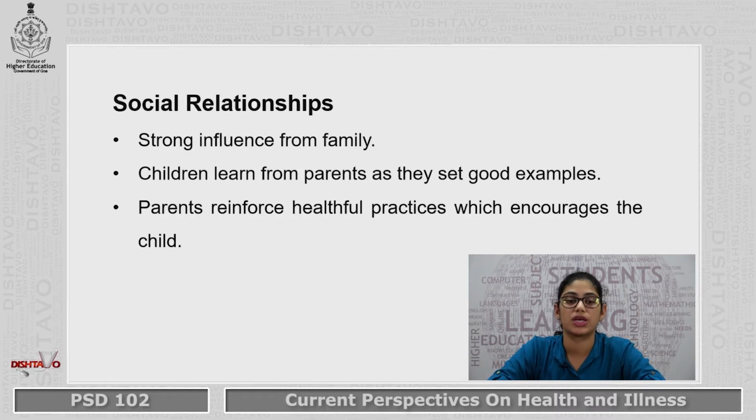Social relationships. Your family is also said to have a strong influence on a person's health. As children are growing up, they are constantly observing others: their parents, their siblings, or many others in society. Parents can set good examples by wearing seat belts while driving, wearing helmets while riding, eating a healthy meal, or not smoking and not doing drugs. Parents reinforce healthful practices, which encourages the child.